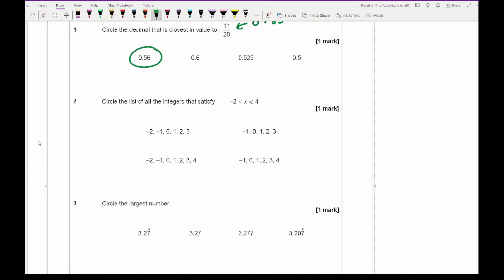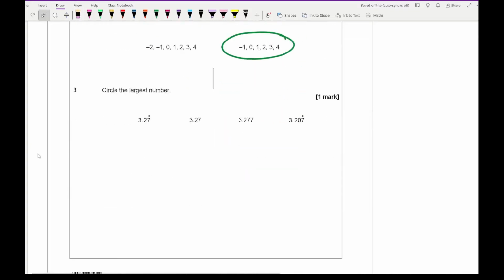Question 2 then says for us to circle all the integers that satisfy this inequality. An easy way that I like to teach it is to write down all the numbers between the range, and hopefully it's not a tedious task. So 1, 2, 3, 4. Now if it's got a line underneath the inequality, it means you keep it. If it doesn't, you delete it. So I can delete that. So this is the set that I'm looking for, and that is represented by the last option.